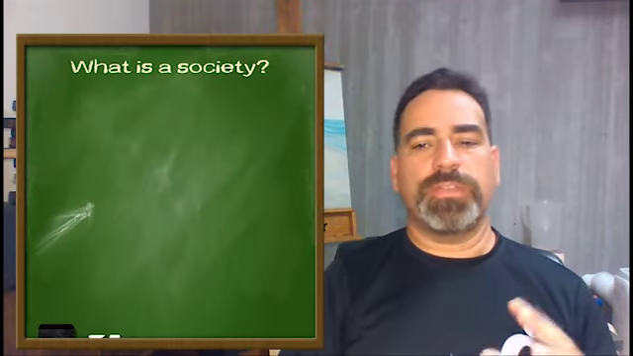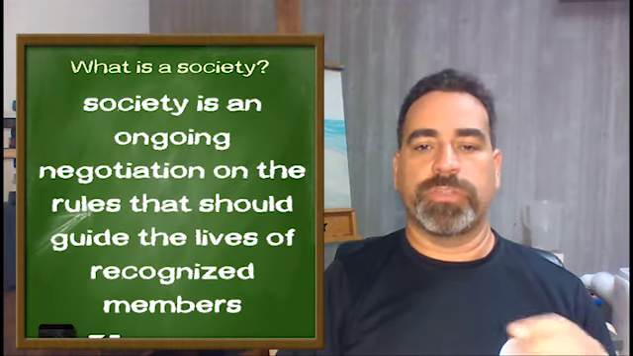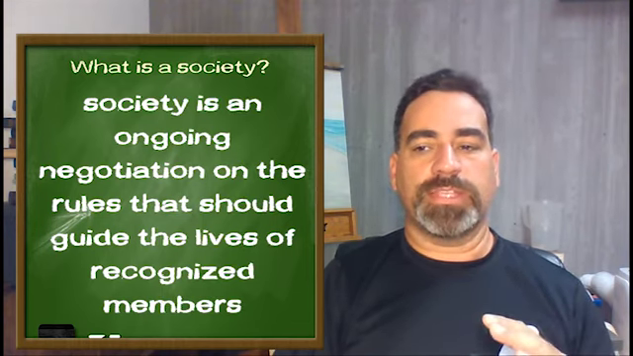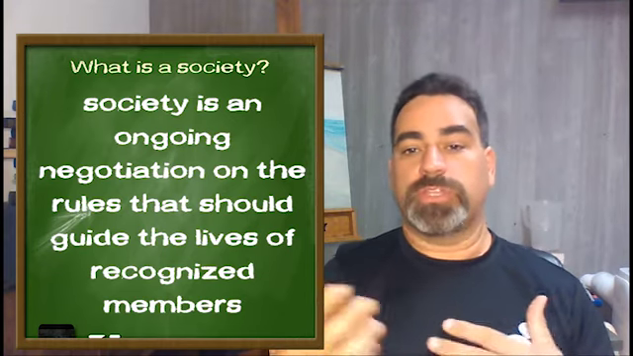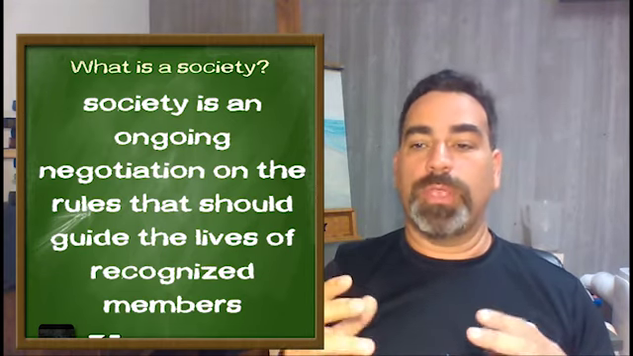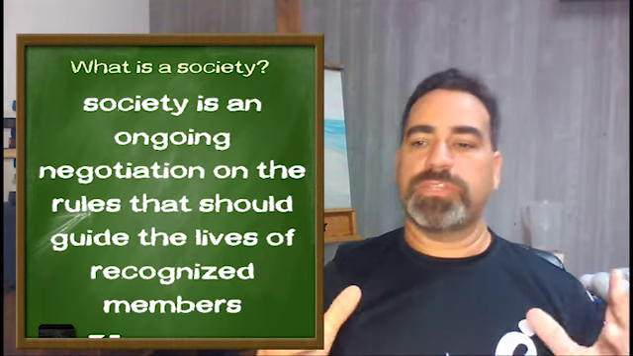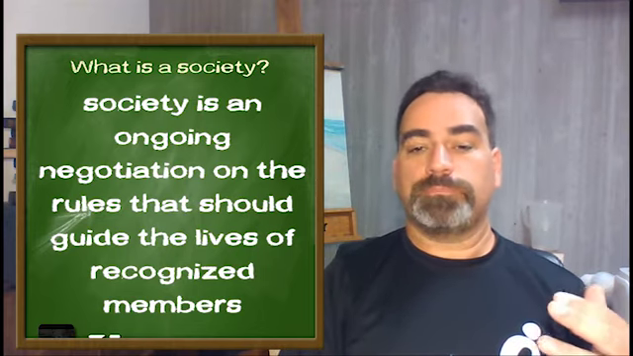This usually works pretty well, but sometimes these conflicts lead to polarization or divisions within the society in which there can't be a compromise. When the consensus breaks down, this can lead to animosity, violence, even civil war. So, to a certain extent, we can define a society as an ongoing negotiation on the rules that should guide the lives of recognized members. This understanding of society as a negotiation is central to my approach to studying society. As you can imagine, the more people you have in a society, the more complicated this negotiation becomes. Yet, in most issues, societies do this pretty well.